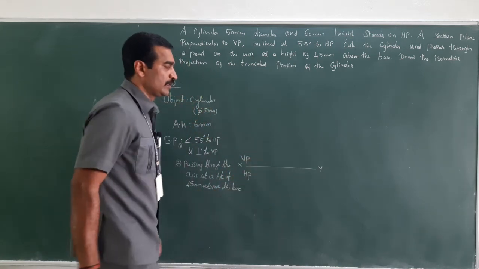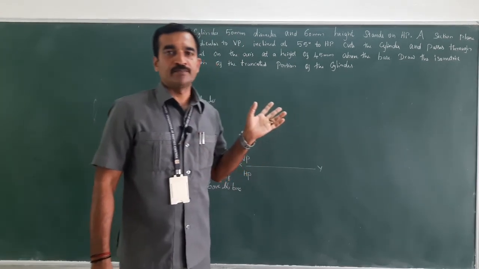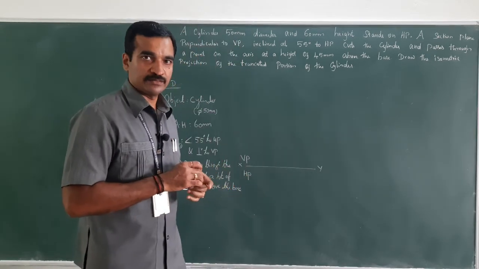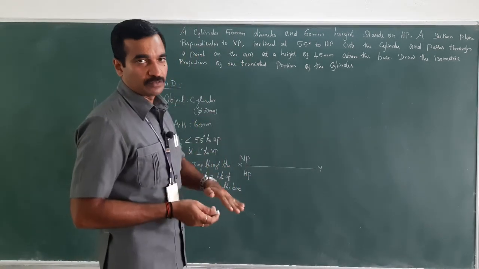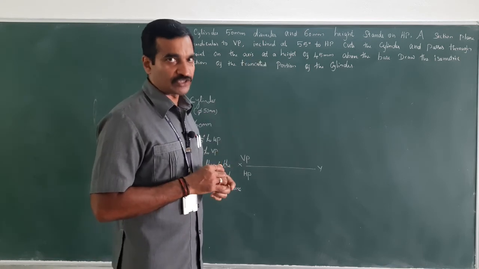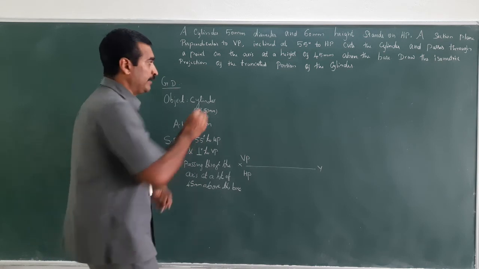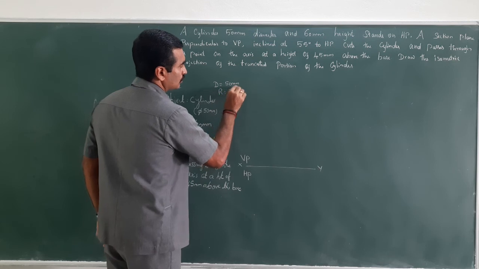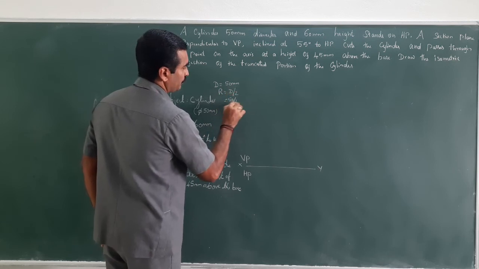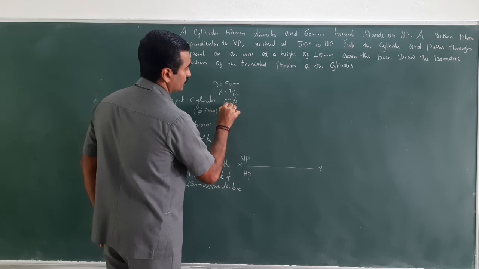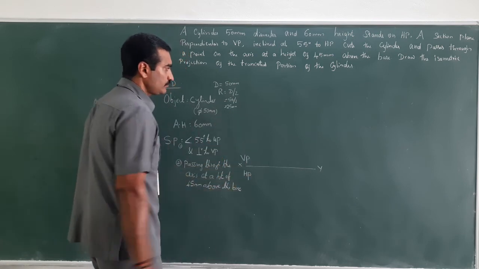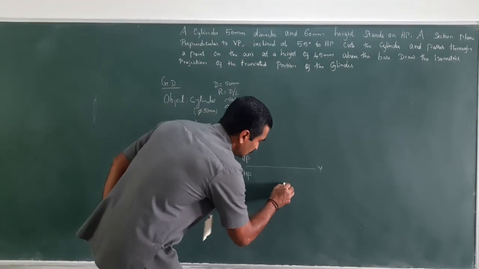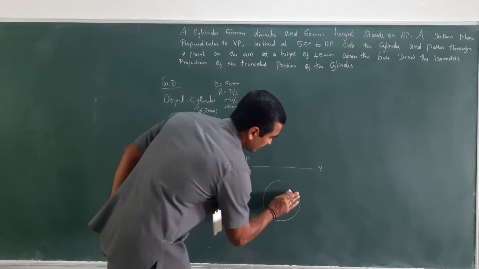So VP, HP. So here it's a cylinder. When you look at the object from the top, you could see a circular section, isn't it? The cylinder has top face and bottom face of circular cross section. So here the dia is 50, so D is equal to 50 mm. So R is equal to D by 2, which is 50 by 2, 25 mm as radius. So take 25 mm as radius in your compass and draw a full circle.